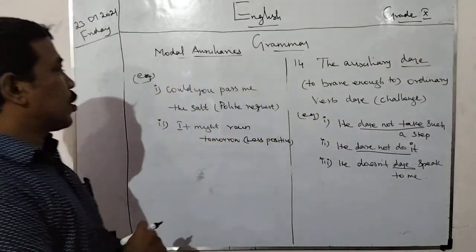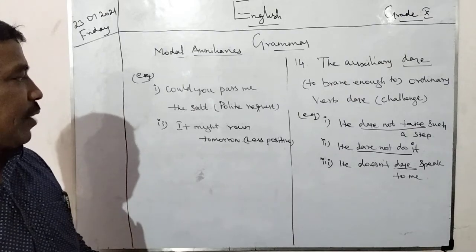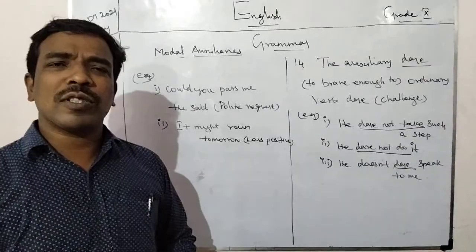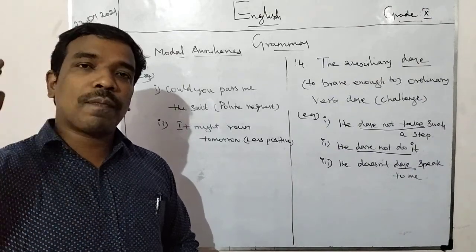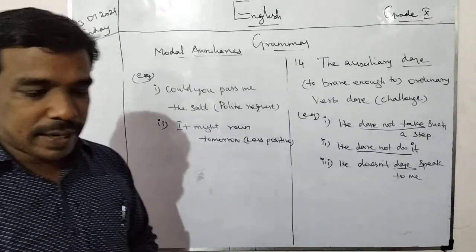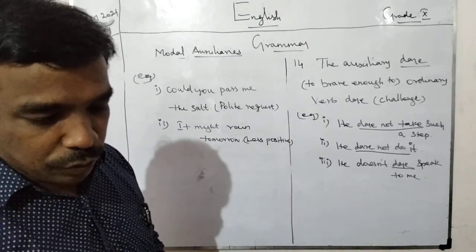So it is, could you pass me the salt? Polite request. It might rain tomorrow, less positive. For example, it may rain, that is more possibility. It might rain, less possibility, and a less positive word, this one.